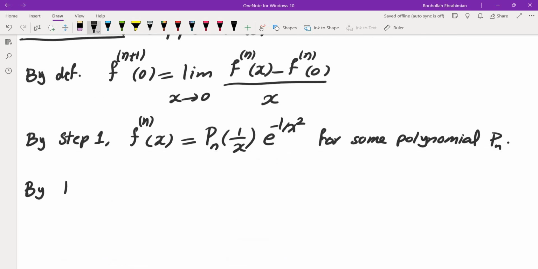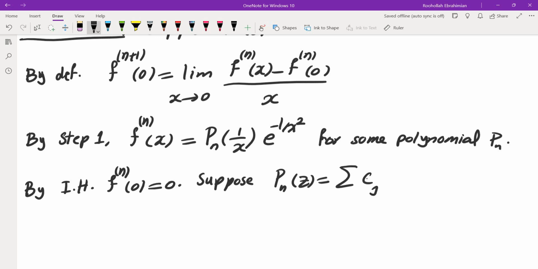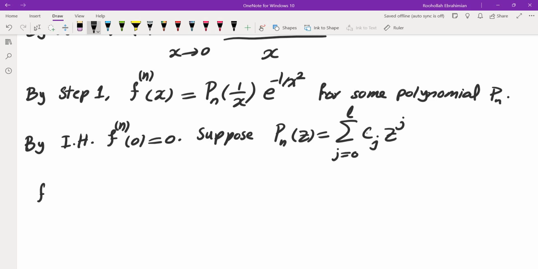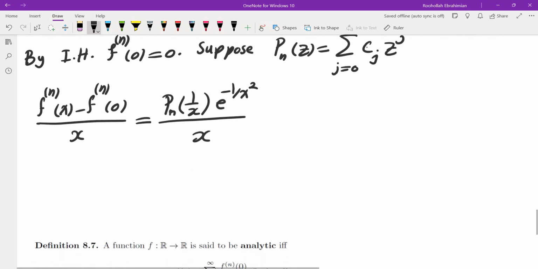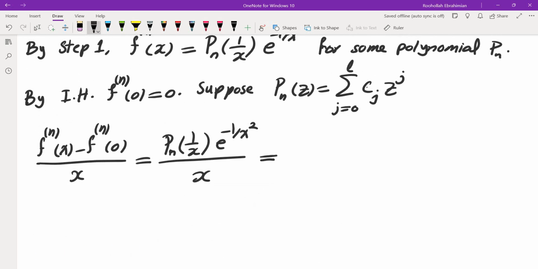By inductive hypothesis, f^(n) of 0 is 0. So let's say this polynomial P_n has some specific form. Suppose P_n of z is equal to the sum of C_j z to the j, j equals 0 to L. If you look at f^(n) of x minus f^(n) of 0 divided by x, this becomes P_n of 1 over x times e to the negative 1 over x squared, divided by x, because f^(n) of 0 is 0.